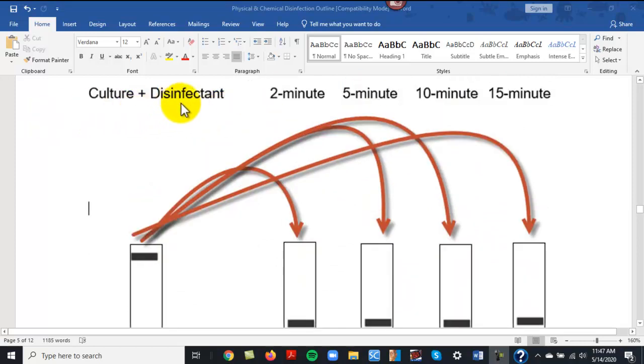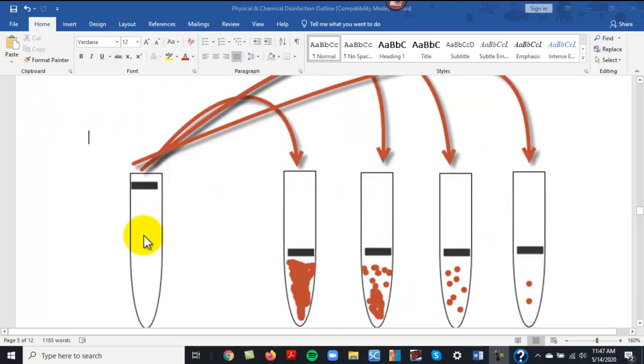See there, it says culture plus disinfectant. So you're going to have some E. coli. Let's say you pour some Clorox into there, a certain amount, and it fills it all the way up to the top. You set the culture down. Like I said, you start a timer.